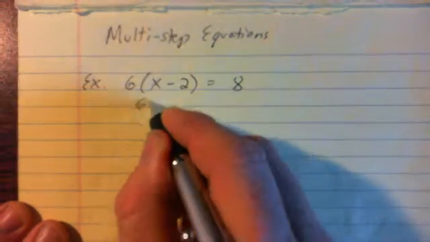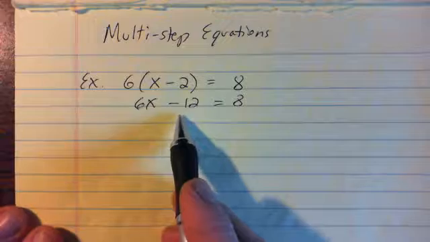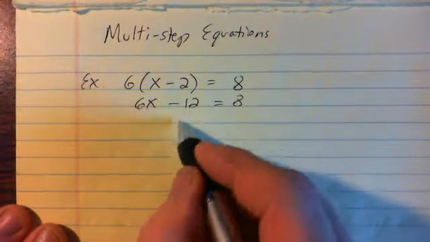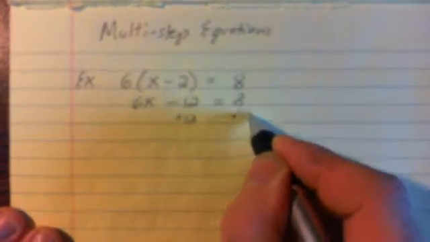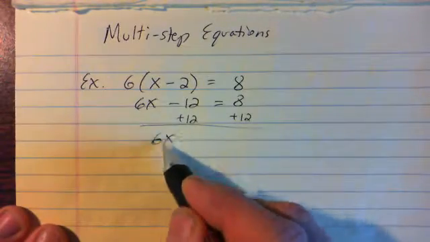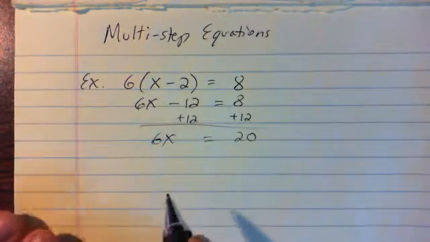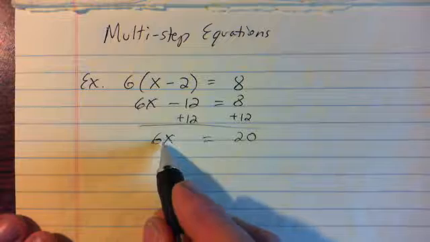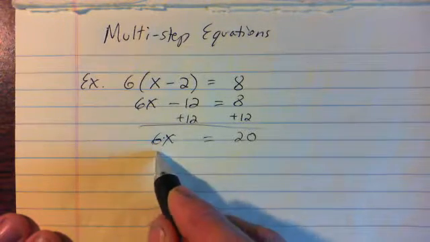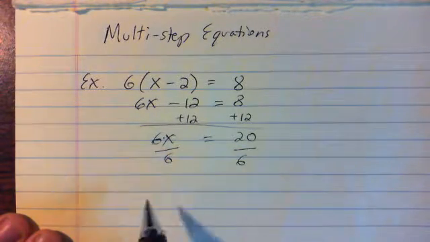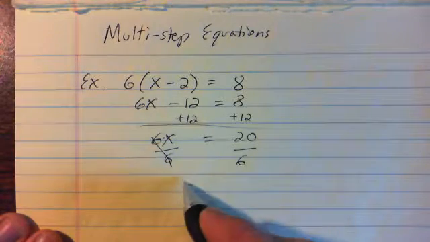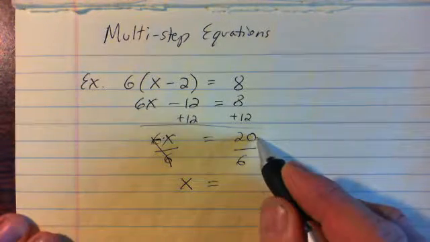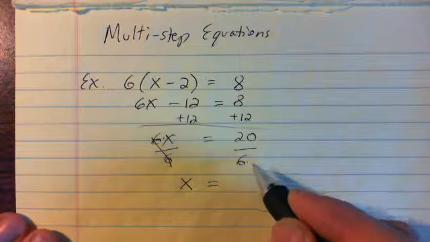So I can distribute and I get 6x minus 12 equals 8. And now it's basically a two-step equation. We can just add 12 to both sides and get 6x equals 20. To get rid of the 6, of course, the opposite of multiplying by 6 is dividing by 6. So we're going to divide that on both sides. This cancels out, leaving x equals 20 divided by 6.